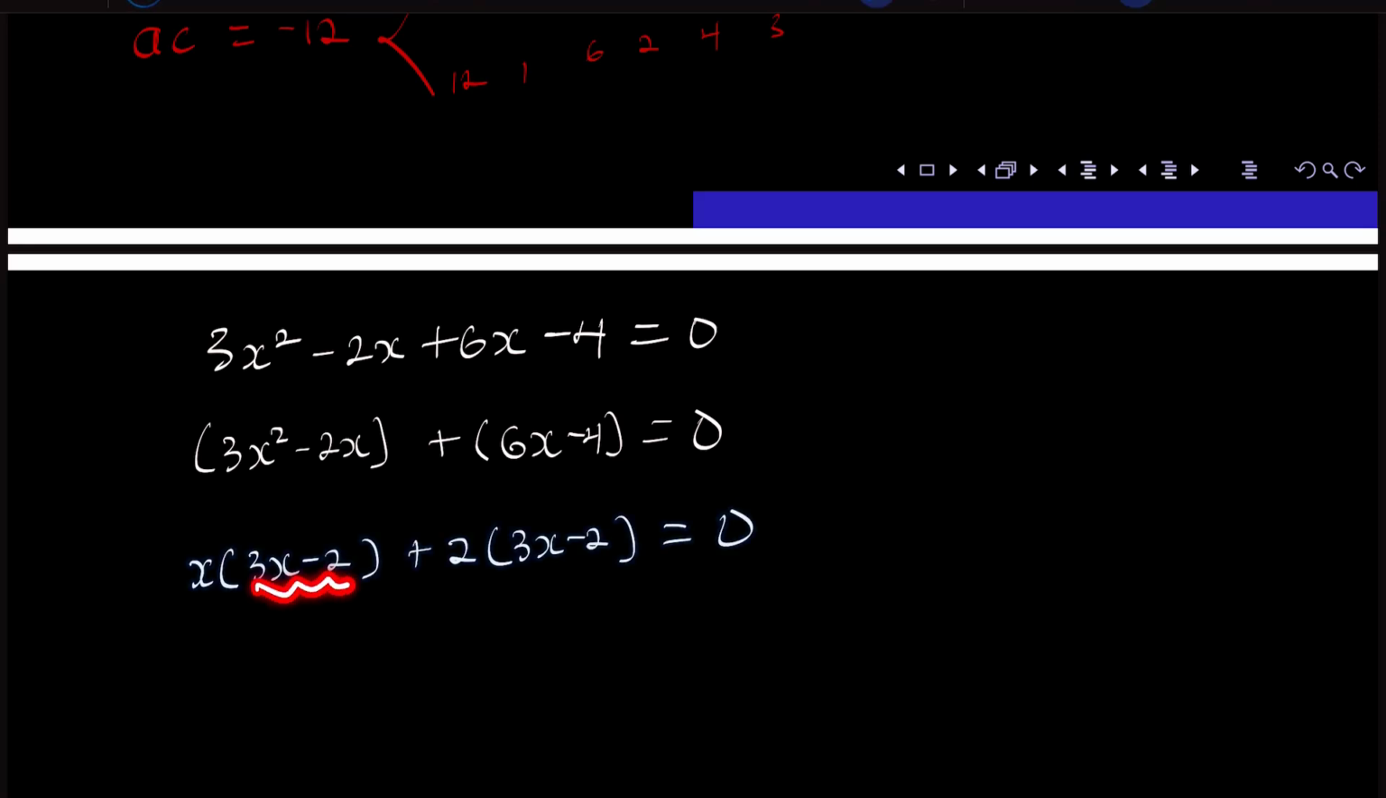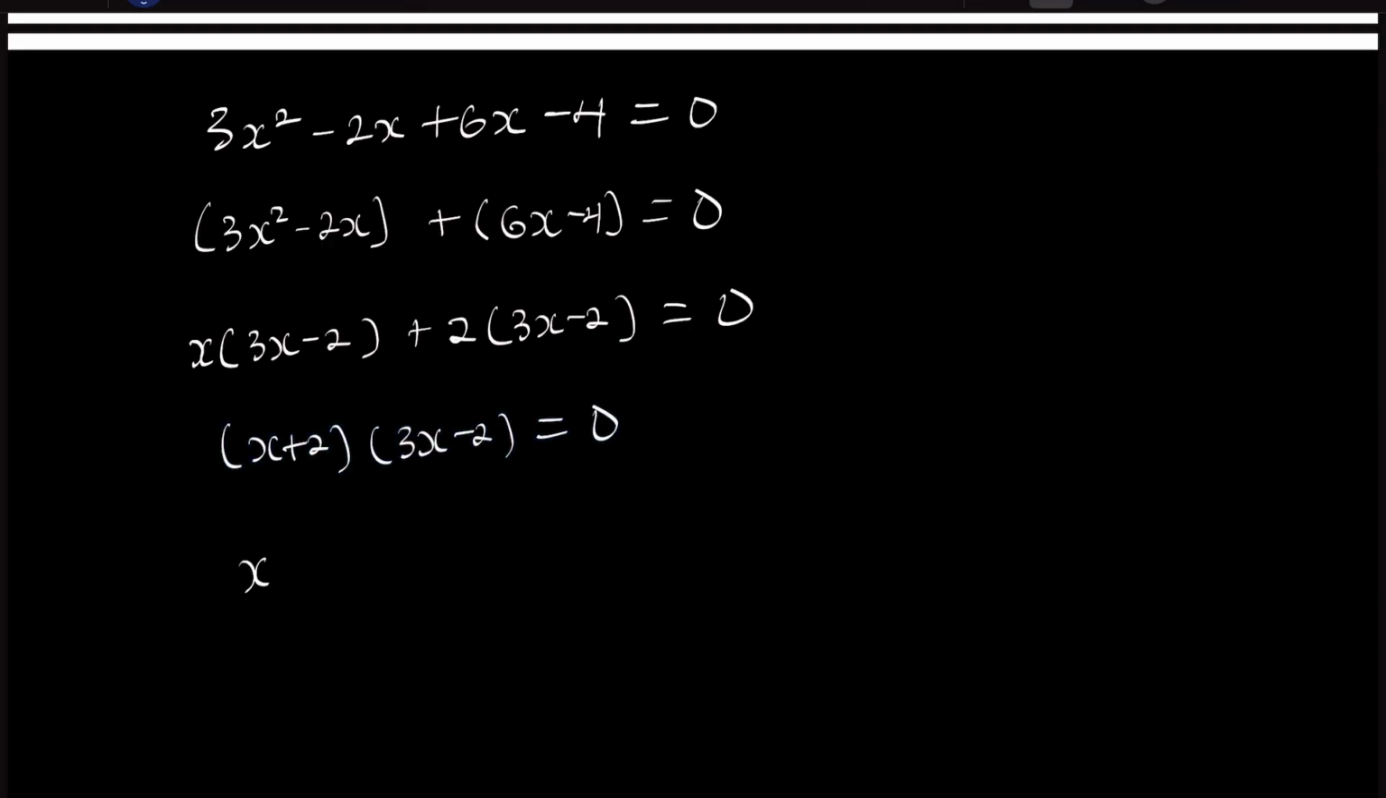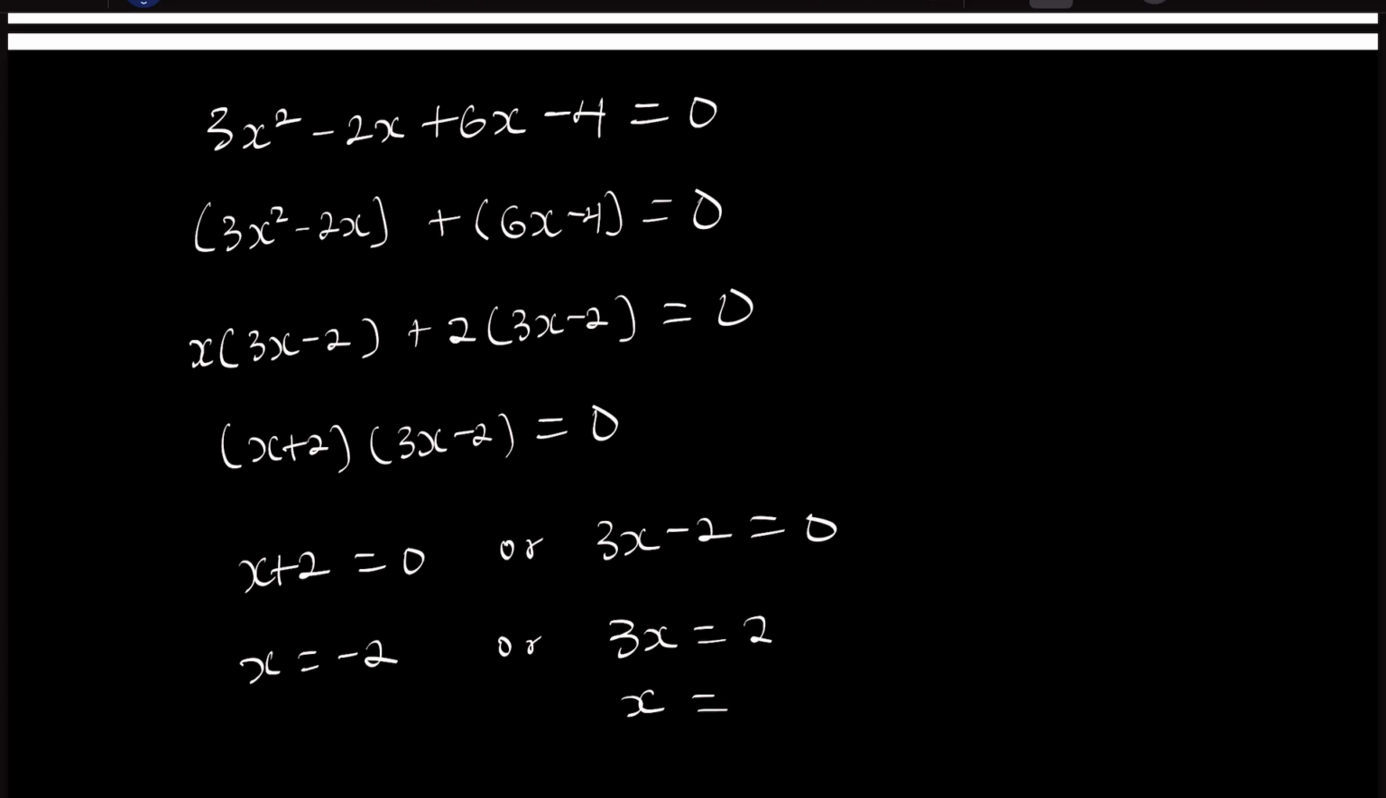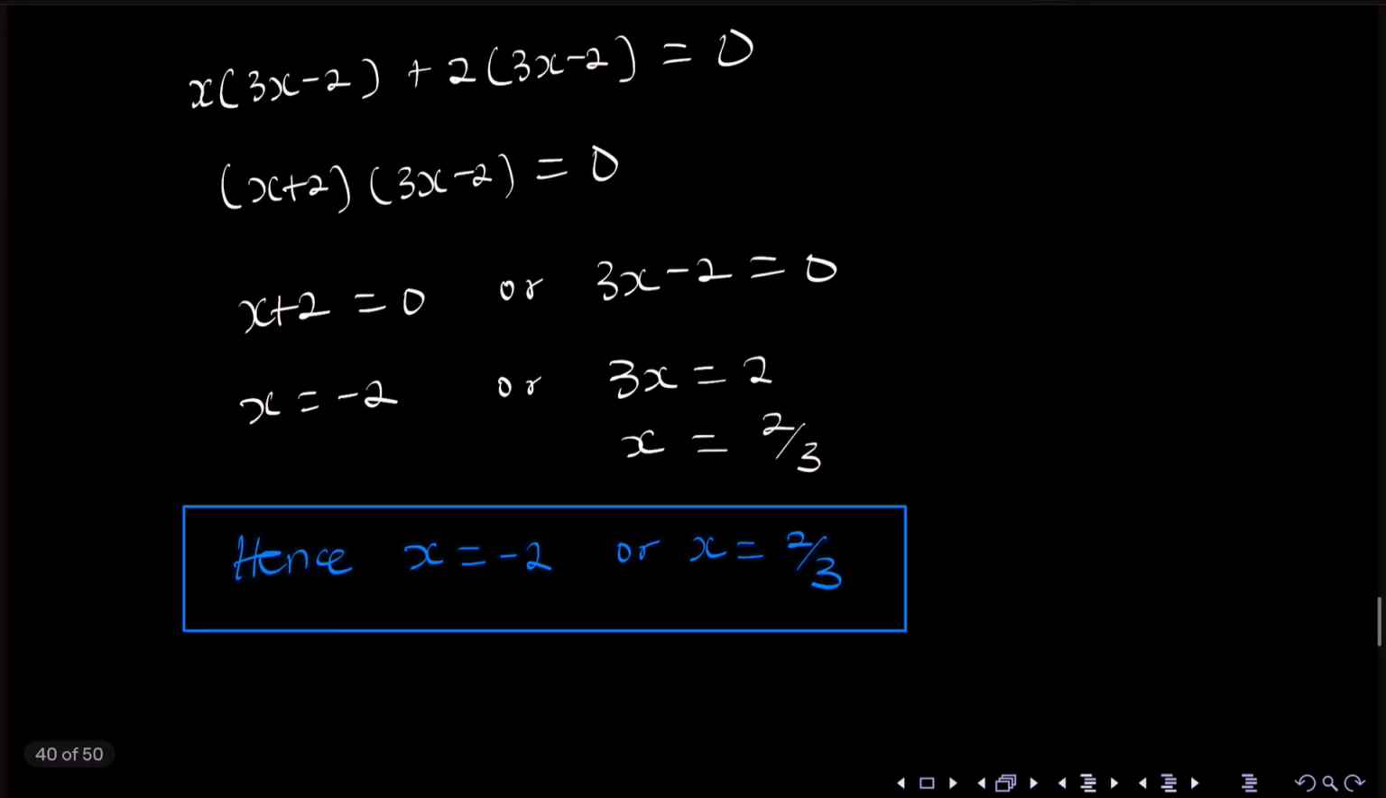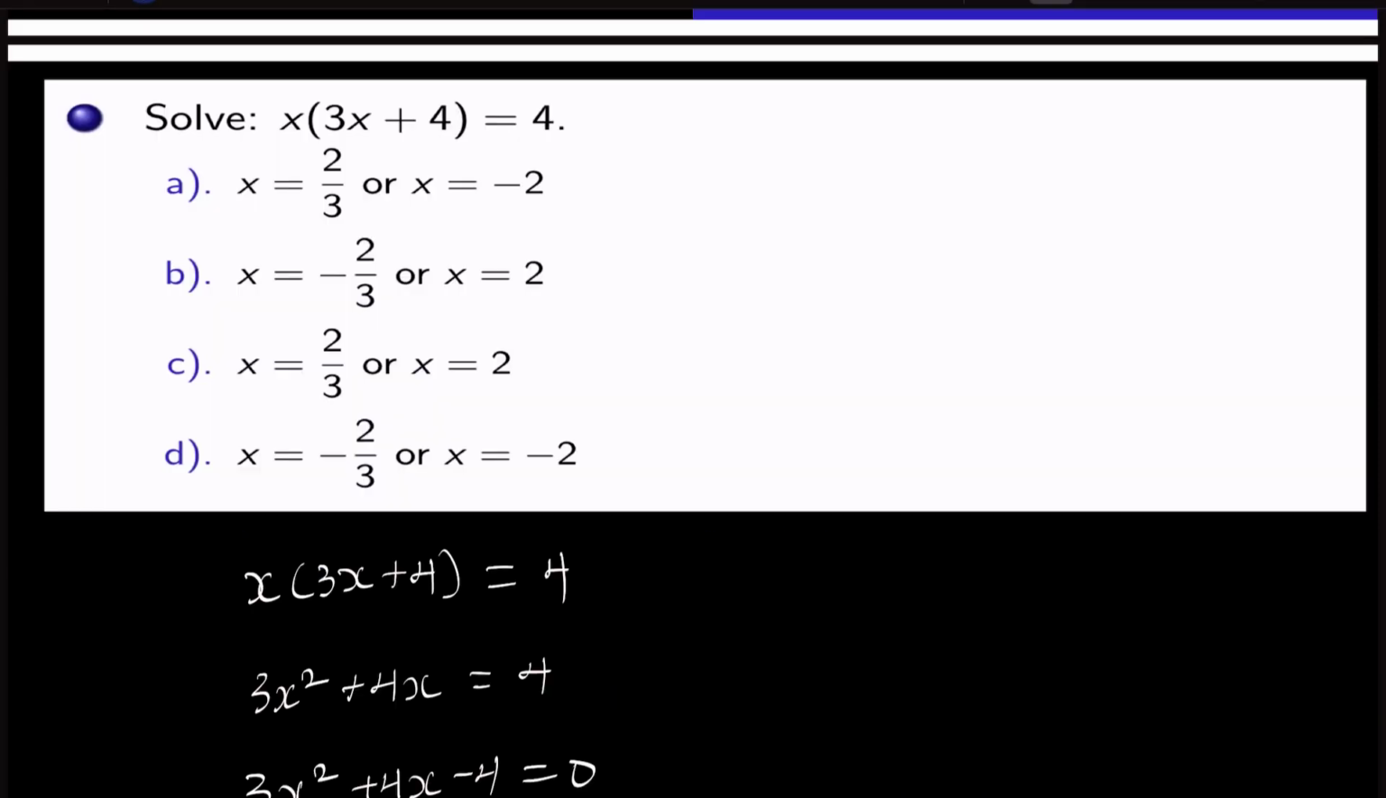Now, these brackets are the same, right? So we can write just 1. Then we now write the coefficient. So that's going to be (x + 2)(3x - 2) = 0. So here, x plus 2 is equal to 0, or 3x minus 2 is equal to 0. Thus, x is equal to minus 2, or 3x is equal to 2. Thus, x is equal to 2 on 3. So hence x is equal to minus 2 or x is equal to 2 on 3. And so the correct option is option A.